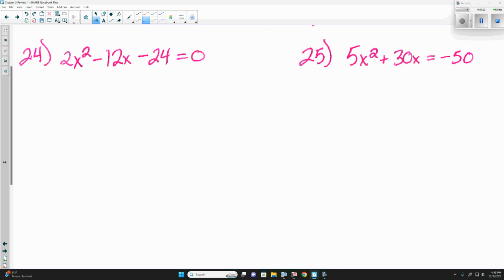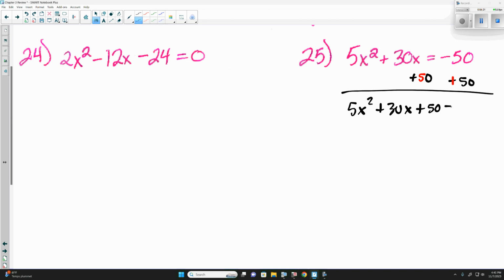Now we can go through the process of getting this equal to 0, but luckily with the square root method we don't technically need it equal to 0, but we can if we want, because I can add 50 to both sides. And if we add 50 to both sides, we get 5x squared plus 30x plus 50 is equal to 0. First step, is A equal to 1? If not, make it so. Since A is not 1, to make it 1, we have to divide everything by 5.